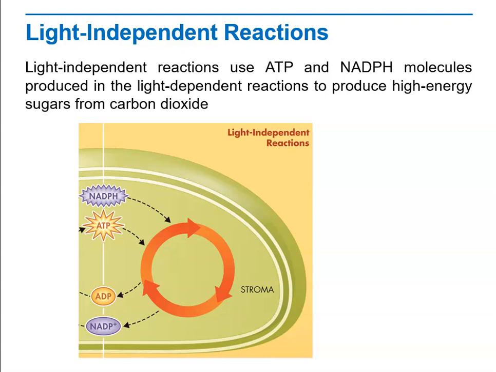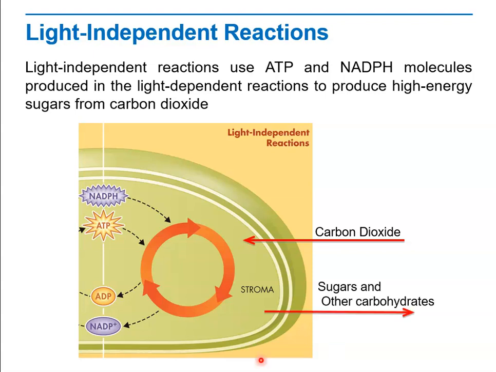There is another set of reactions called light-independent reactions. Remember that plants absorb carbon dioxide from the atmosphere. Plants complete the process of photosynthesis by producing carbon-containing sugars and other carbohydrates. This occurs in the light-independent reactions. So carbon dioxide is absorbed, and sugars and other carbohydrates are produced. These are high-energy molecules.